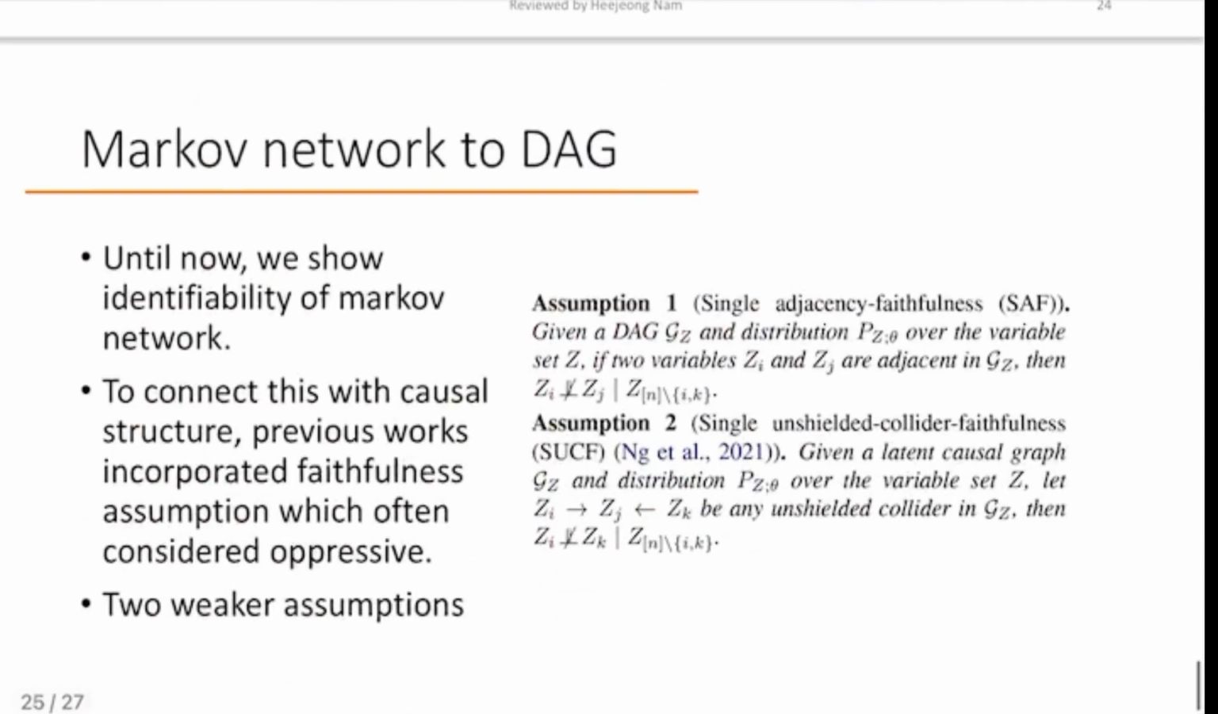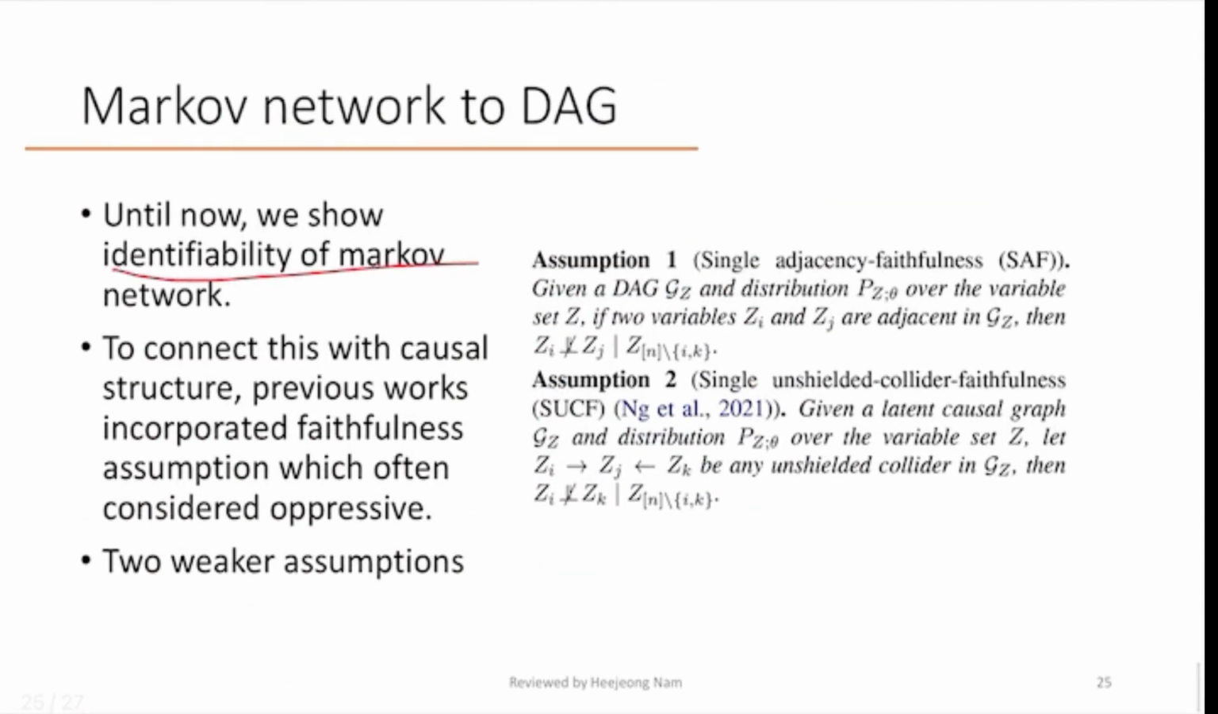So until now, we have shown the identifiability of the Markov network, and to connect this with the causal structure, previous works incorporated the faithfulness assumption. However, people consider this faithfulness assumption somewhat unrealistic. So the authors provide two weaker assumptions, which are SAF and SUCF. Let's see them one by one.